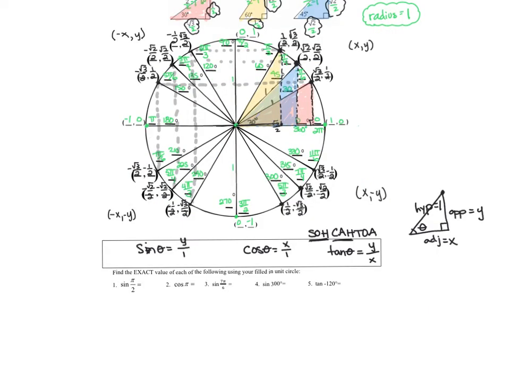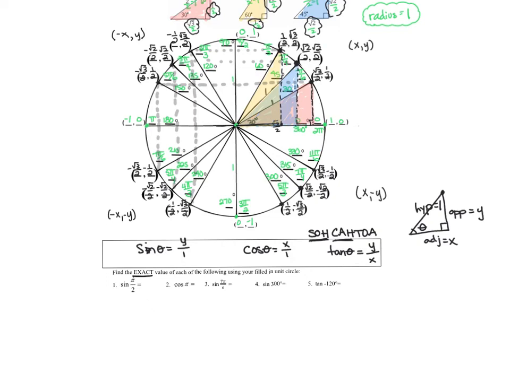So how do we use the unit circle to do trig? We find exact values of sine, cosine, and tangent problems using the unit circle. In other words, not our calculator. And usually a unit circle quiz or a unit circle test is non-calculator.